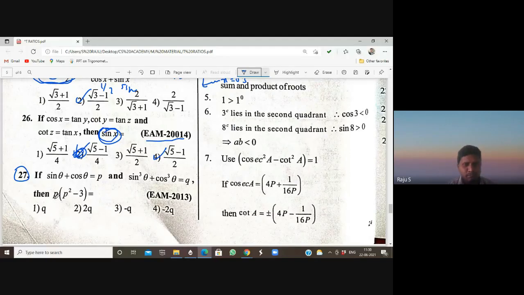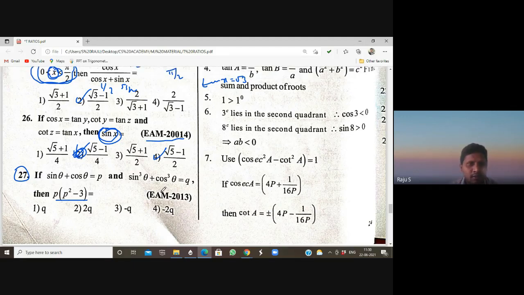So p square minus 3. First you can find p square, then you can do minus 3, then multiply with p. You are going to get an answer in terms of q. Do it fast. Students, fast.